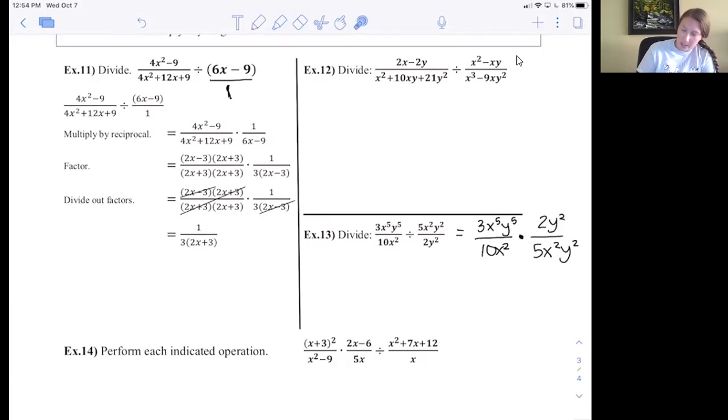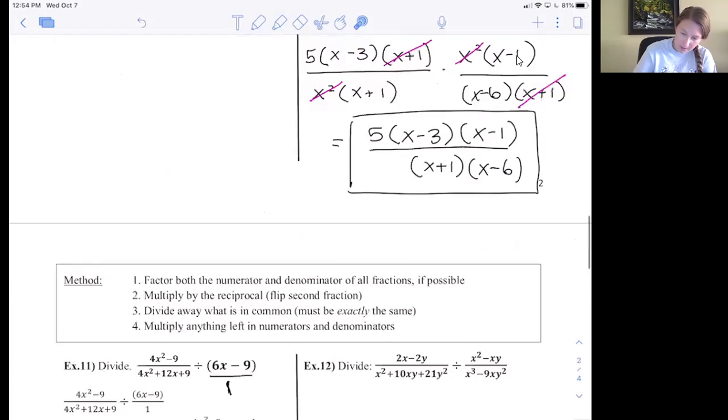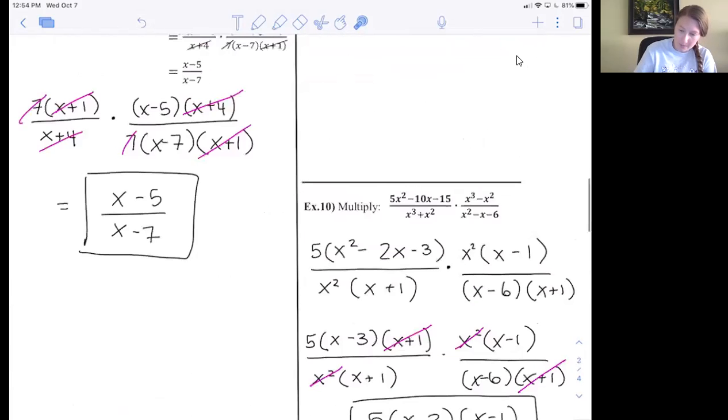Okay, so this one, all these values are being multiplied by each other. So I don't need to factor it out. I can just start canceling things. So if you remember really quick, I'm going to go to this example right here.